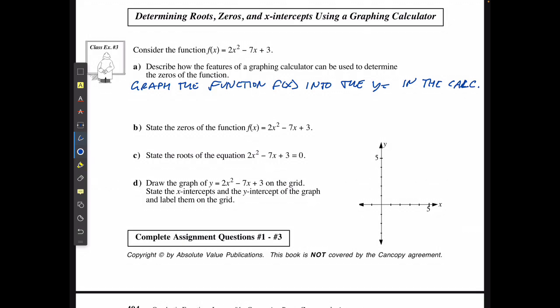Then, depending on if you have a TI calculator or a Casio calculator, what you're going to do next in the TI is you're going to do second, trace, and the number 2 to solve the zeros. If you have a Casio calculator, you're going to do shift, F5, and F1 to solve the roots.